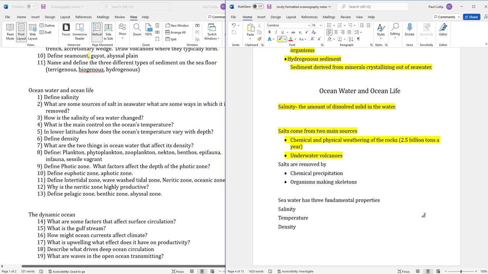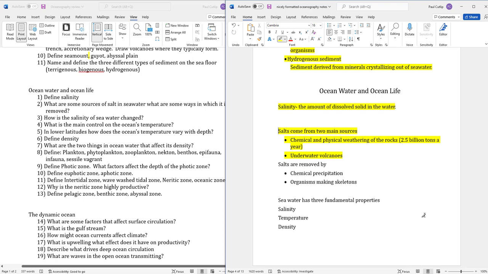And then underwater volcanoes also spew all kinds of weird exotic chemicals into seawater. And that might not seem like much, but keep in mind the entire mid-ocean ridge system is one long underwater volcano. And so that's going to contribute quite a bit.